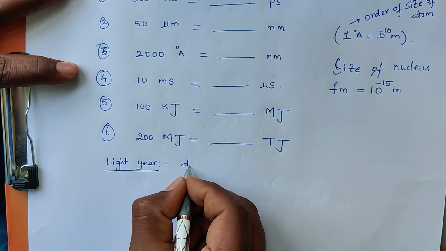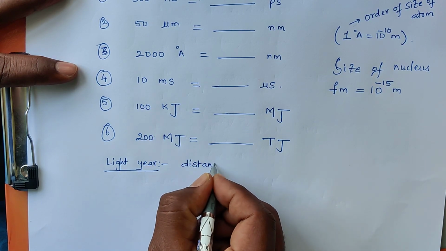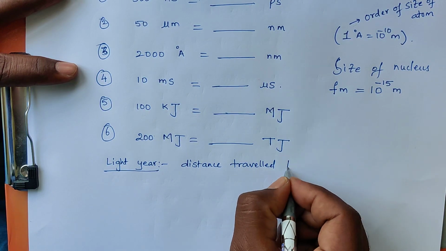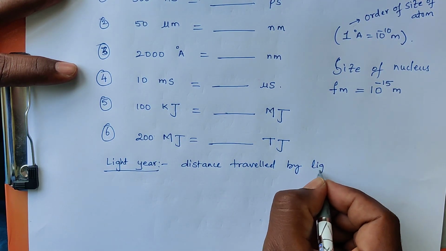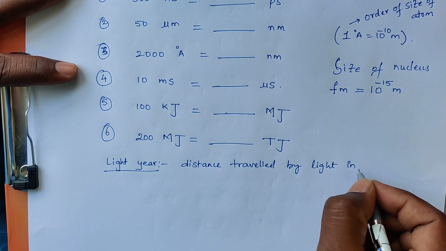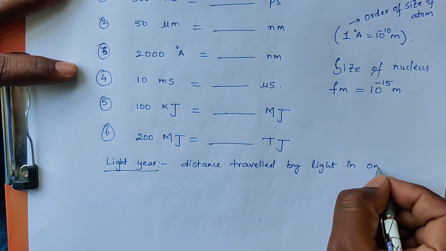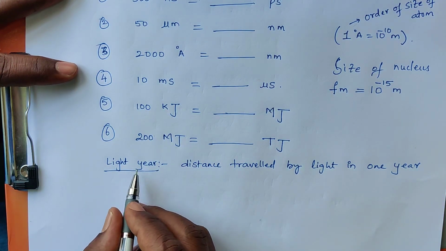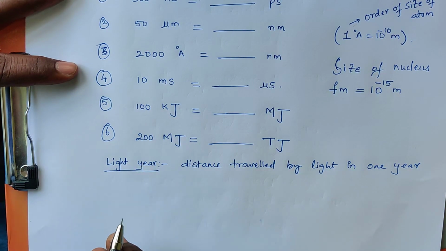Light year is nothing but the distance traveled by light in 1 year. Light year is not a unit of time. Seeing the word year, it looks like a unit of time, but it is not.